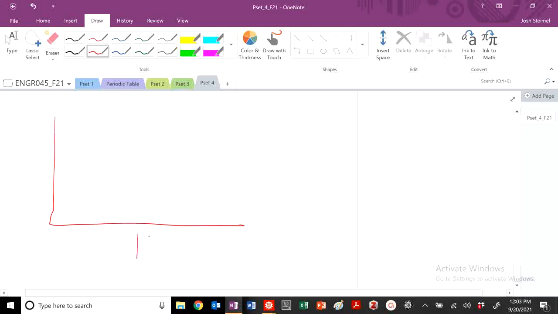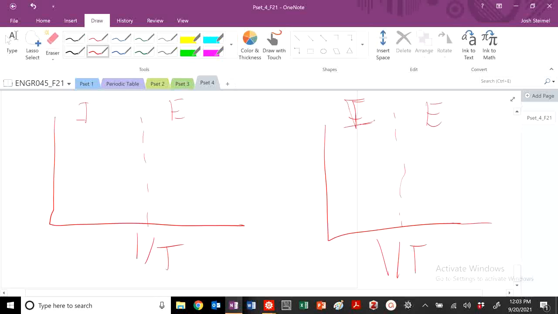2 plots, T and 1 over T, and I know that intrinsic dominates at high temperature, so intrinsic here, extrinsic here. So extrinsic is going to dominate at lower temperatures, so higher values of this 1 over T. And we'll take the natural log.